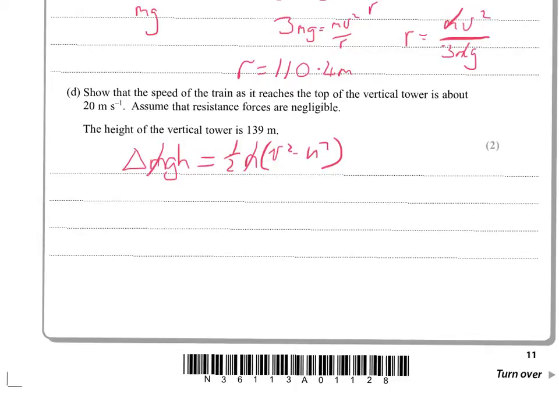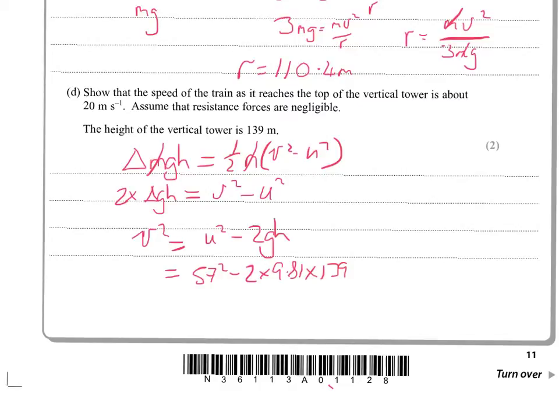And again, you can cancel m out of this. Okay, so v squared is going to be u squared minus 2gh. So v is going to be the root of all of this. And that gives like 22.8 meters per second.